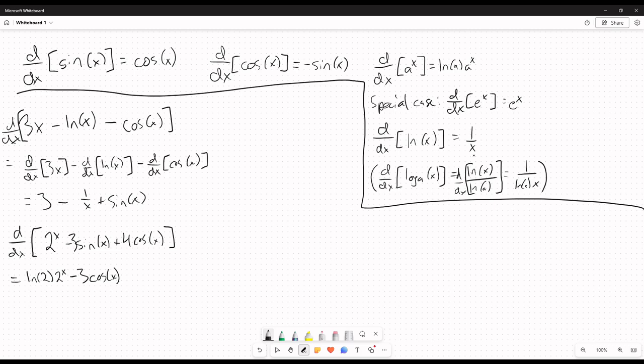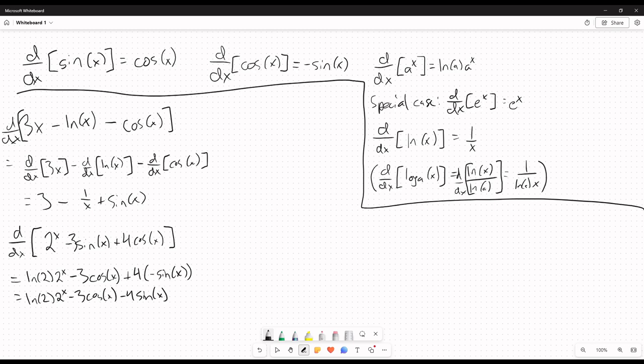Plus 4. 4 is our constant that goes up front. And the derivative of cosine of x is going to be negative sine of x. So I'll briefly write this as 4 times negative sine of x. Don't write that without parentheses because then that's subtraction, which is not what we want. And just to clean this up a little bit, we'll get natural log of 2 times 2 to the x minus 3 cosine of x minus 4 sine of x.